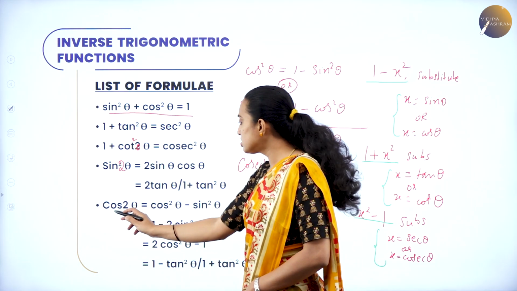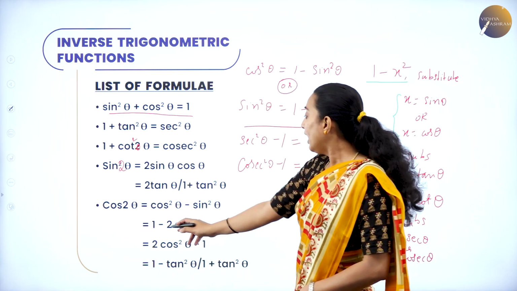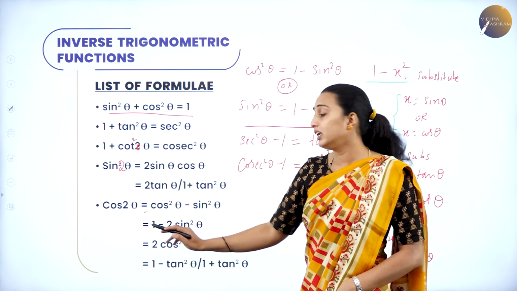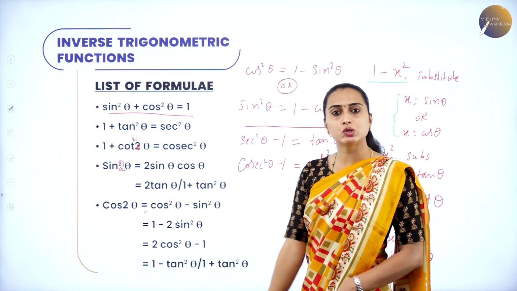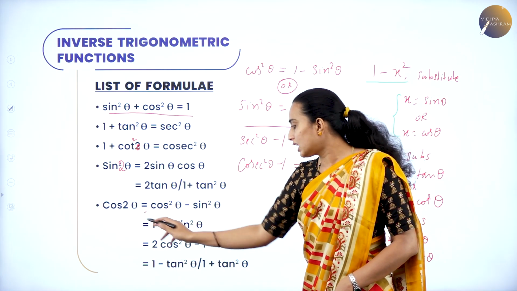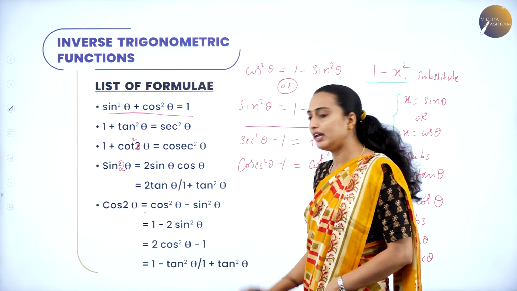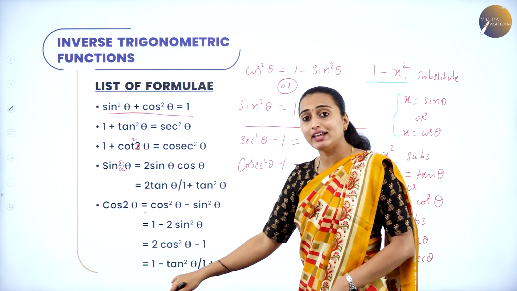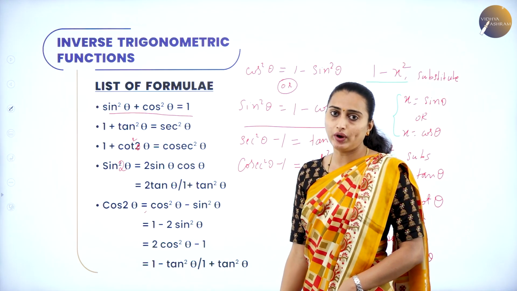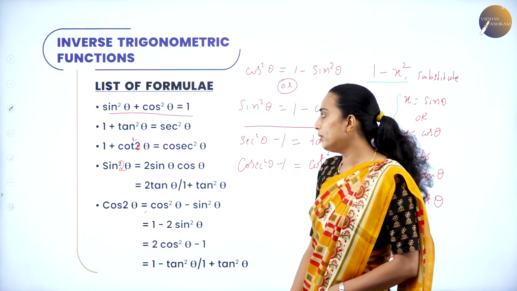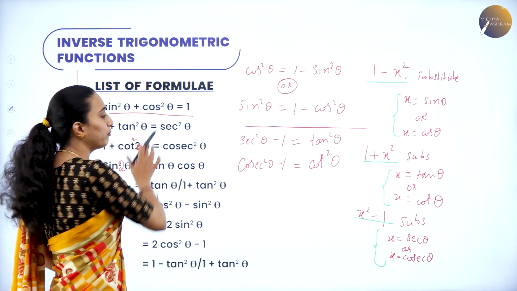Correct na? Cos 2 theta can be written as cos squared theta minus sin squared theta. And cos 2 theta can also be written in terms of only sin, which is nothing but 1 minus 2 sin squared theta. Similarly, this can be written in terms of only cos, which is 2 cos squared theta minus 1. And in terms of tan, 1 minus tan squared theta divided by 1 plus tan squared theta. Isn't it? Next will be this, you understood, I think. Okay, multiple angles, and then you are going to have some of that.